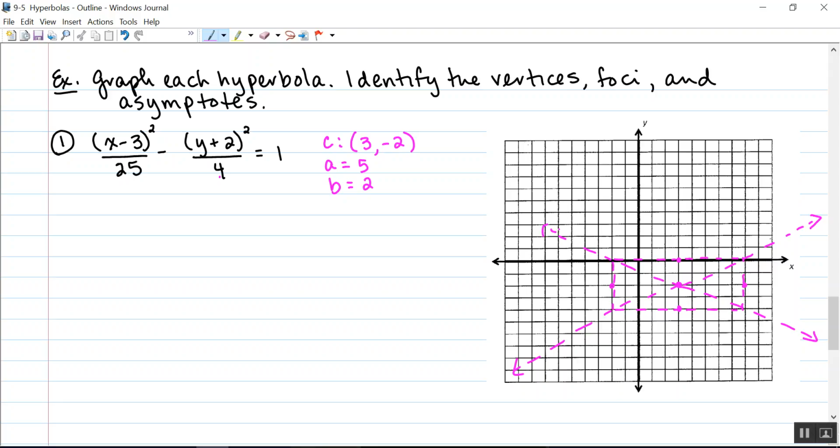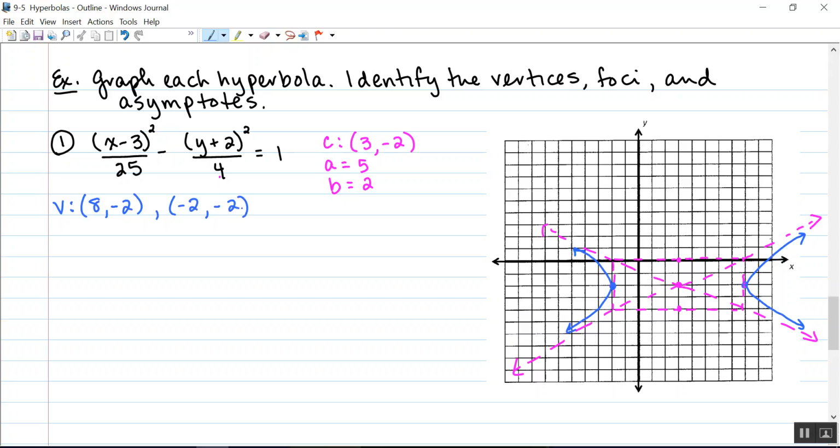Okay, so these points here are my vertices, and my hyperbola is going to look like this, because we're only doing ones that open left and right. And notice how it's asymptotic to the lines. It doesn't quite hit the lines. So my vertices, I can just read those off of the graph, are (8, -2) and (-2, -2).